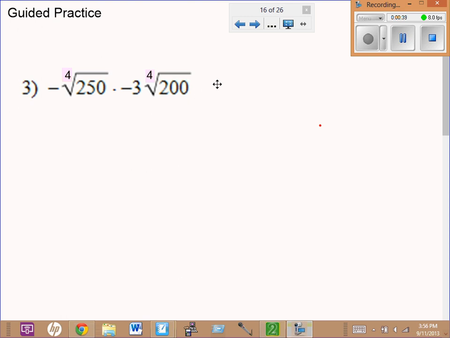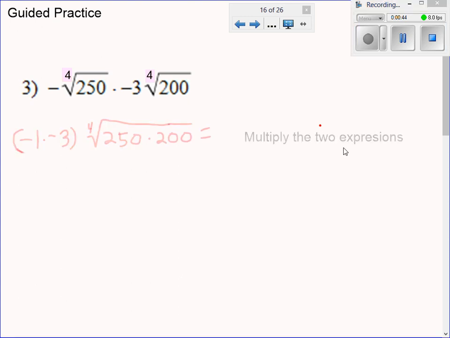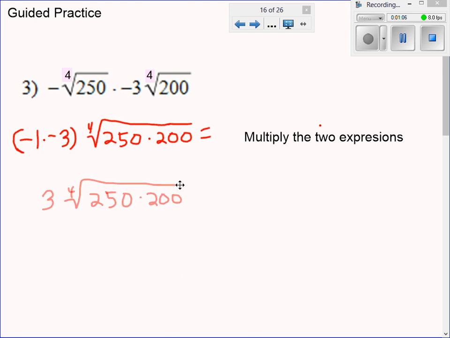As we attack this problem, the first thing we're going to do is multiply the two expressions together. We found that this is much easier than trying to handle them separately. So notice how I took -1 and multiplied by -3, the coefficients out in front. I took the 250 and the 200 and I put them underneath the radical, but notice that I didn't multiply them together. This is going to help us later on when we go to the actual simplification.